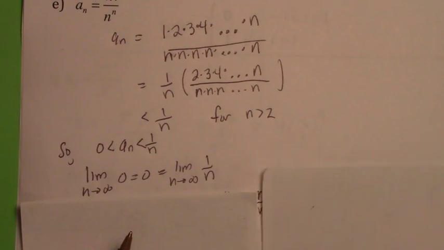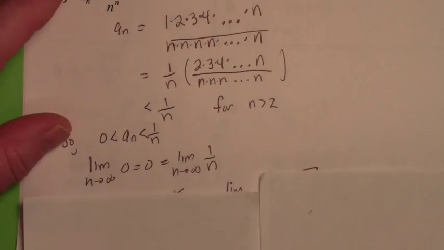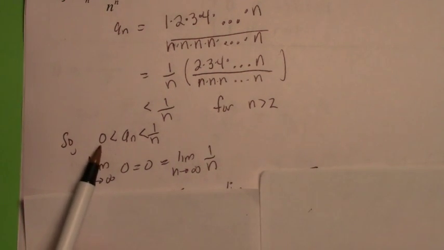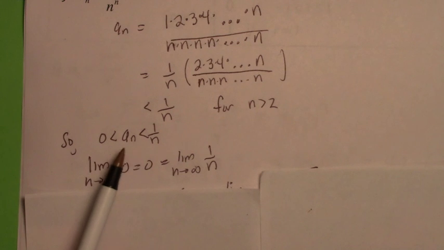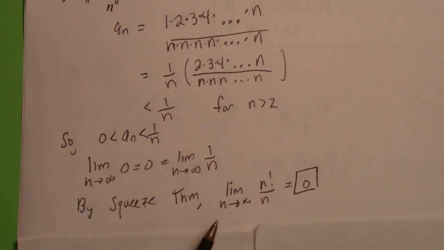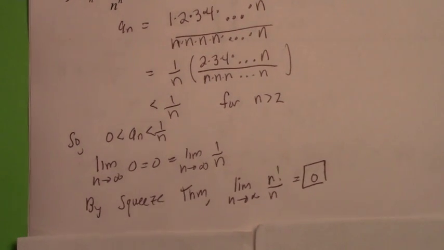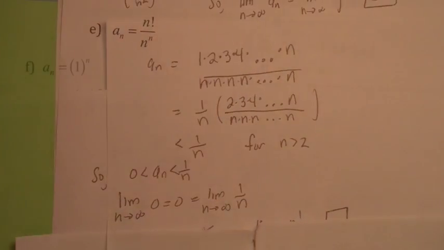So let's apply the squeeze theorem yet one more time. This limit is 0, obviously. This limit is 0. So therefore, by the squeeze theorem, the limit as n goes to infinity of a sub n is also 0. Pretty nice, huh? I knew you'd like that one.